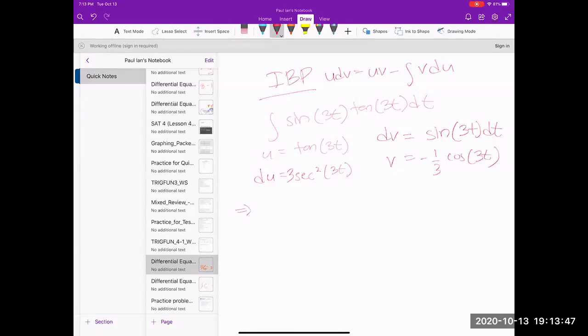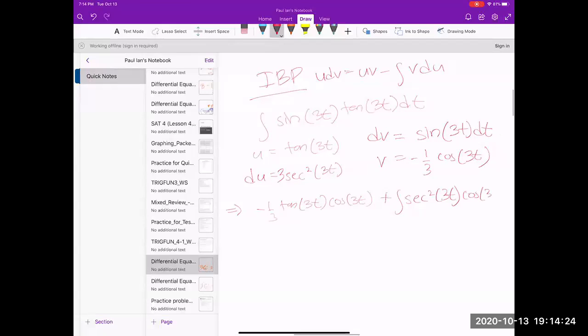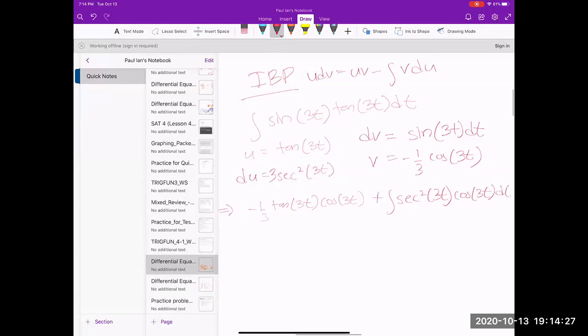Let's see, what is your uv? It would be -1/3 tan 3t cosine 3t. That's your u and v. And then minus minus, so that's a plus, v du. The 1/3 and the 3 cancel out, and it becomes secant squared 3t cosine 3t. Okay, and that looks like you've got to do it a second time.